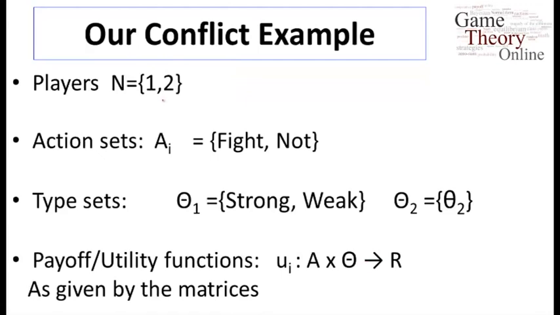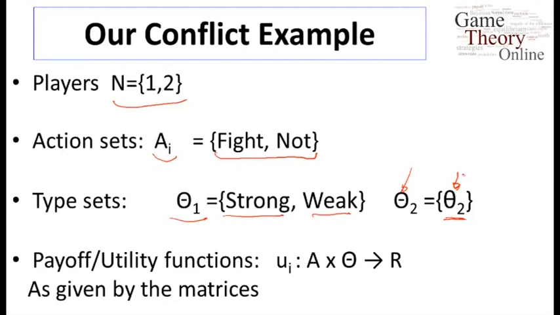So in our conflict example, what did we have? We had 2 players. Each player had a choice of either fighting or not. What did the type sets look like? Well, the types for player 1, they were either strong or weak. Player 2 just had a single type. Doesn't matter what we call it. Let's just call it theta, little theta 2. So we'll use caps for the sets and little ones for the actual members of the set. So here, there's just one type of player 2.